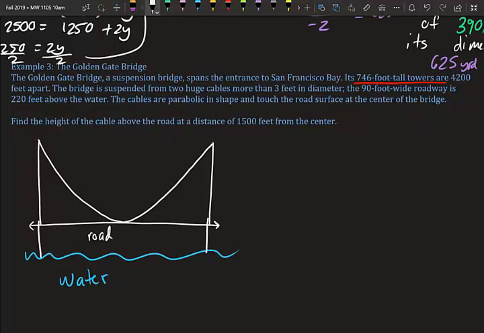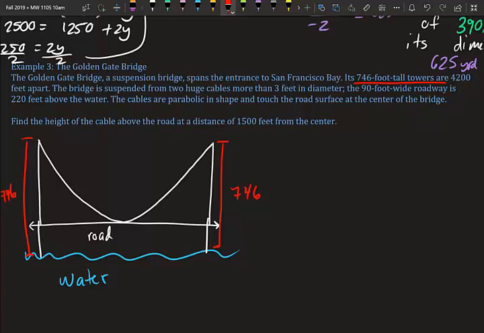Let's start over. Alright, so we have our towers, and we have our water, and then the towers from here to here are 746 feet tall. Because if you think of a bridge, don't the towers go into the water? Because that's how they hold it up, right? And then it's saying that the road, it's 90 feet wide.